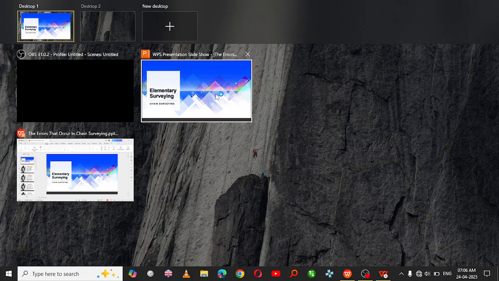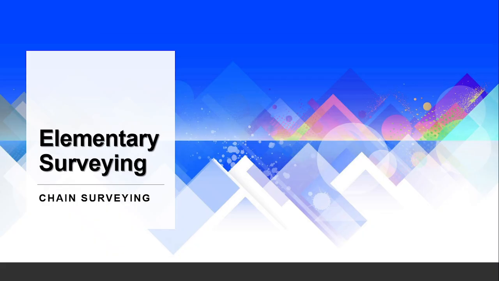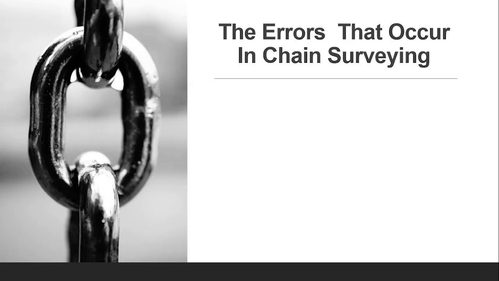Our chapter is elemental surveying. We're discussing chain surveying. So we're still covering this kind of surveying. Today let's discuss the various errors that occur in chain surveying. Here we're going to see various errors that can occur when you are trying to carry out this chain surveying.